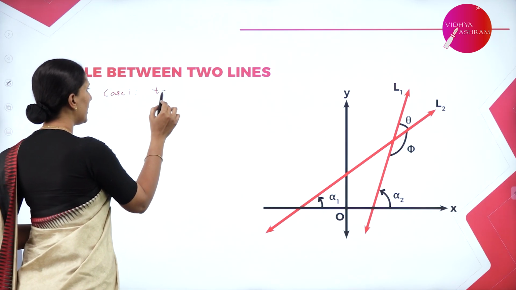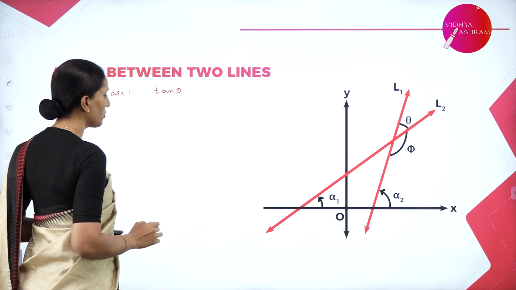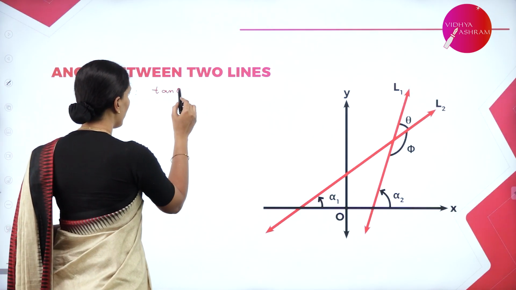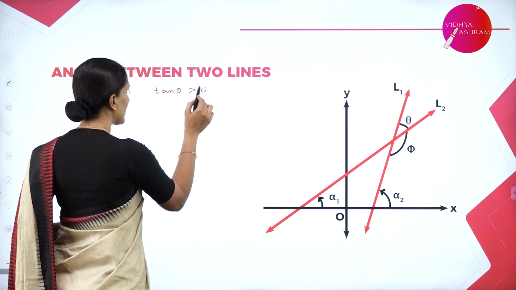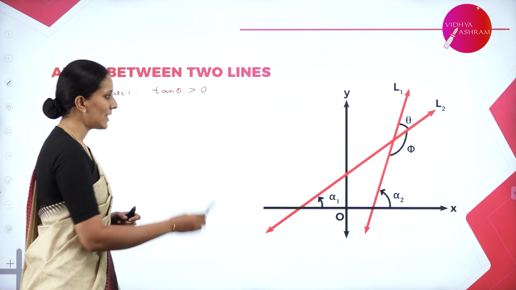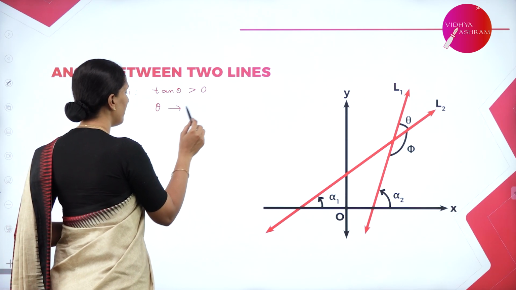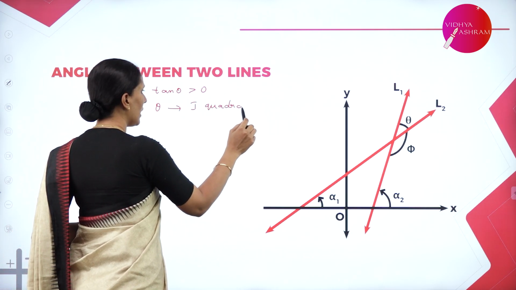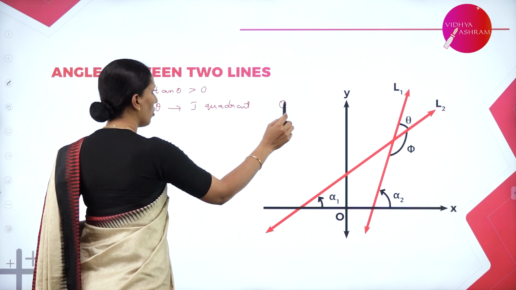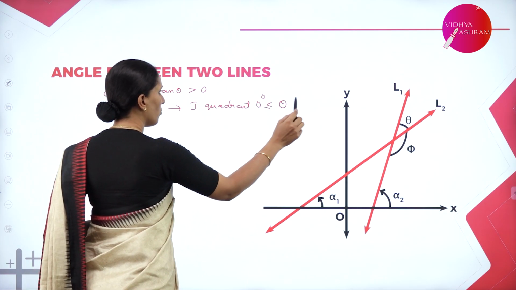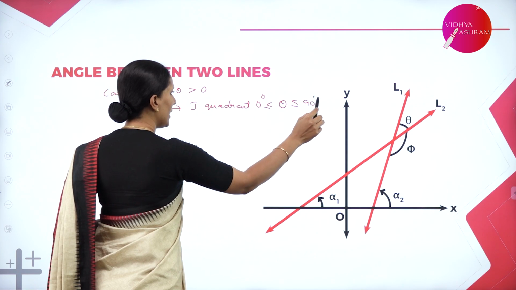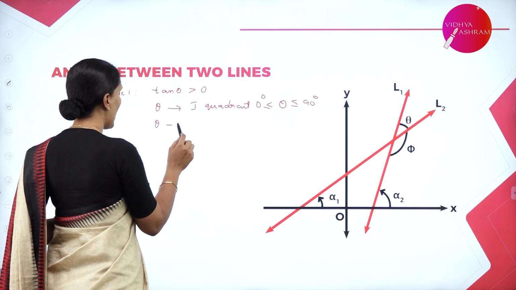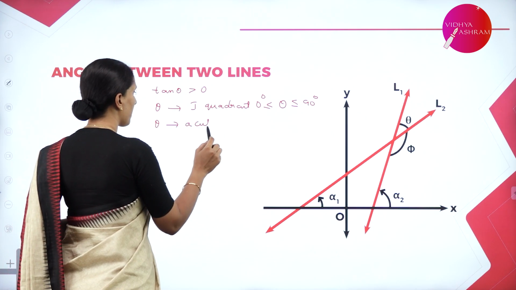So if the tan theta value, after using this formula (m2 minus m1) by (1 plus m1 m2), is positive, which means greater than 0, obviously theta lies in the first quadrant. So when I say an angle in the first quadrant, theta always lies between 0 and 90 degrees. So any angle between 0 and 90 degrees implies theta is an acute angle.